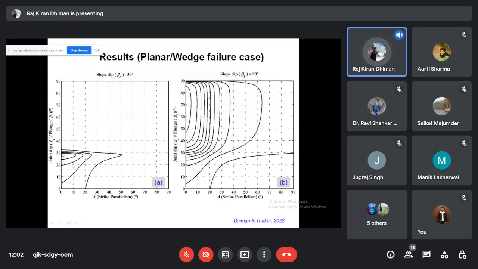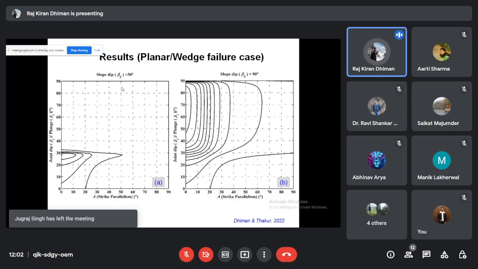Next is the result for the planar and wedge failure case. In the beginning, I showed you how earlier people used to collect SMR. They used to collect joint data, do a desk study, get F1, F2, F3 and multiply them to get the SMR. But using these charts, let's say your slope is dipping at 30 degrees, and you get the strike parallelism value A in the field, and you put the joint dip value on the y-axis. Then you immediately get the class value because of these contours. How these contours are used is also explained later.